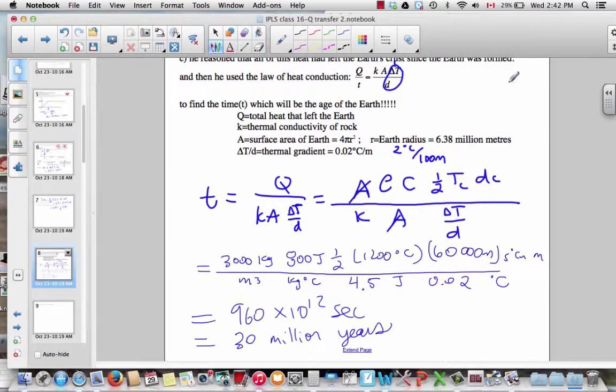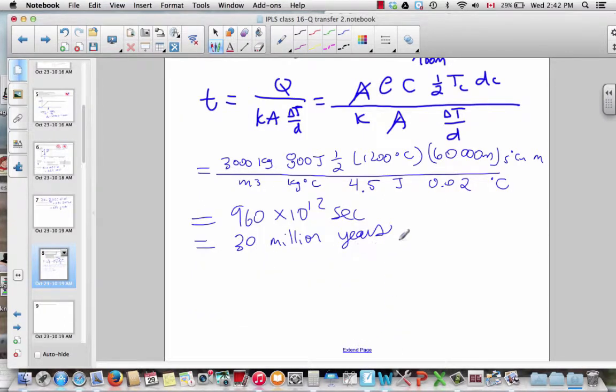Okay, so substituting in all the values and the various units, we end up with 960 trillion seconds, which is about 30 million years, which is a significant amount of time, but it was thought not to be enough time for Darwinian evolution to occur, and as a result, this was used as evidence against Mr. Darwin's theory.